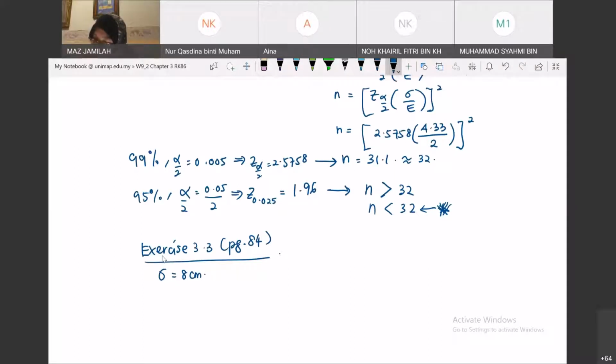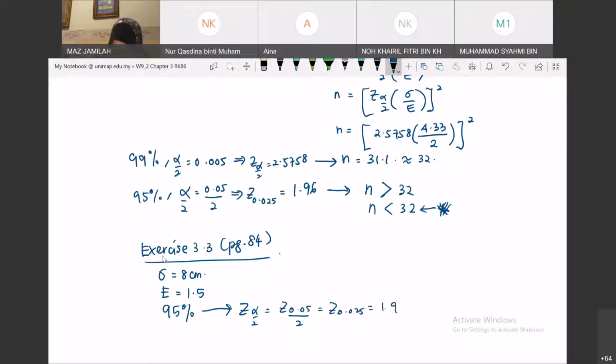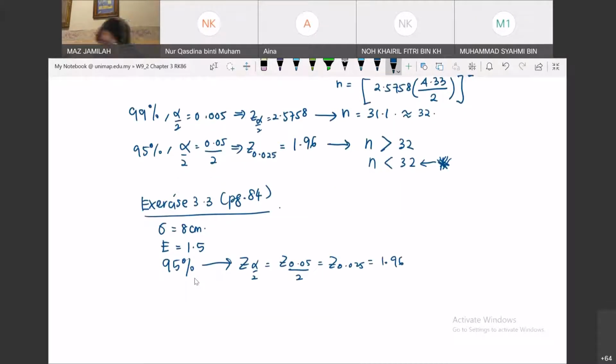How many trees should be sampled if you want to estimate the mean diameter of all harum manis trees within 1.5? So within 1.5, that will be your E, 1.5. Okay, and with 95% confidence level. In this case, Z alpha over 2 will be Z 0.05 divided by 2, Z 0.025, which is 1.96, the one that we checked just now. Okay, now we begin with the mean.